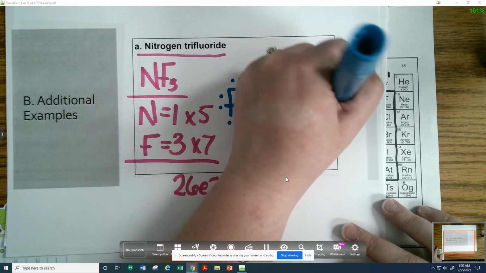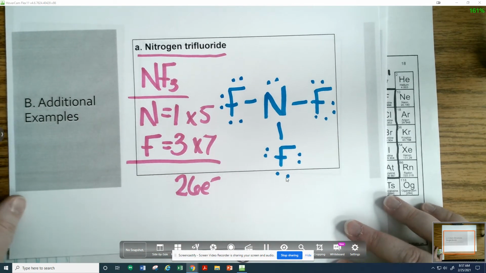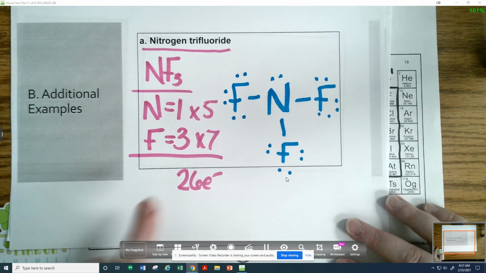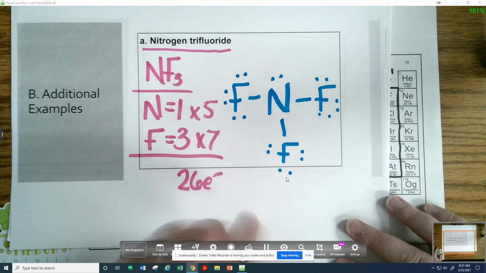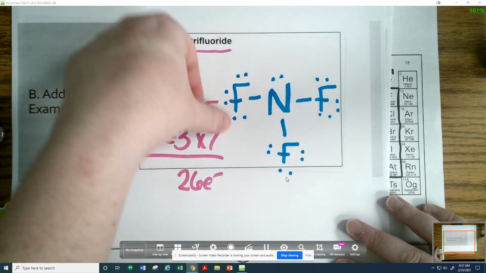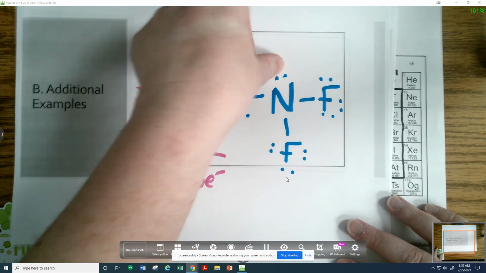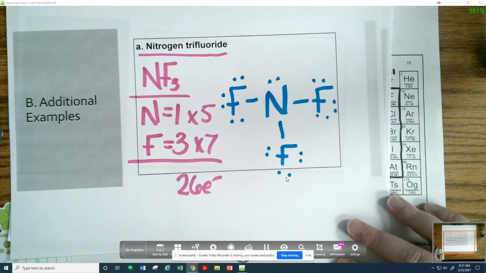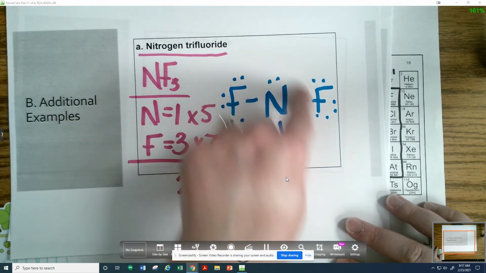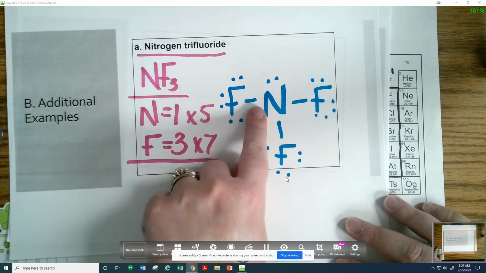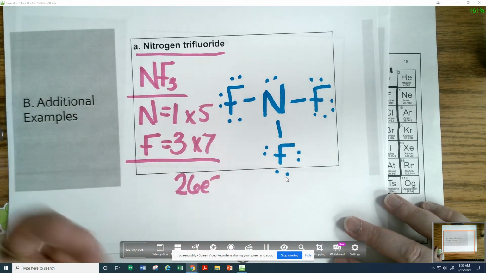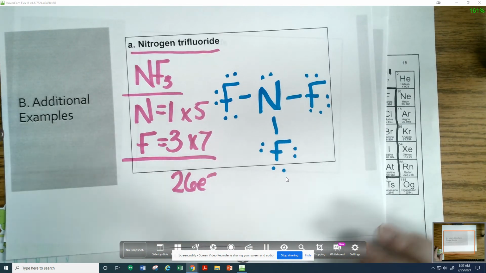Like I said, and this will be important for our next topic, you always want to make sure that you don't overspend your electrons and that you've completed the octet. So we have 2, 4, 6, 8, 10, 12, 14, 16, 18, 20, 22, 24, 26. So we spent our electrons, so we're good there. Nitrogen has its octet. All the fluorines are the same with a single bond and 3 lone pairs. That gives us 8 electrons. We now are done.